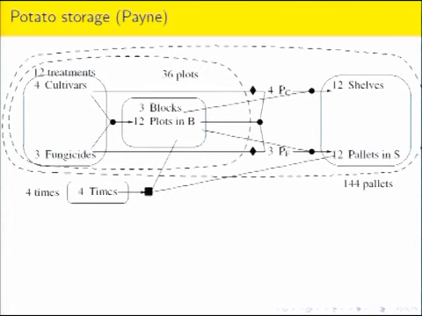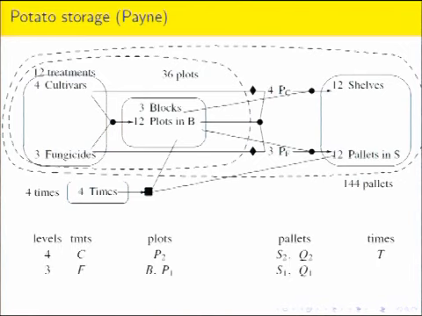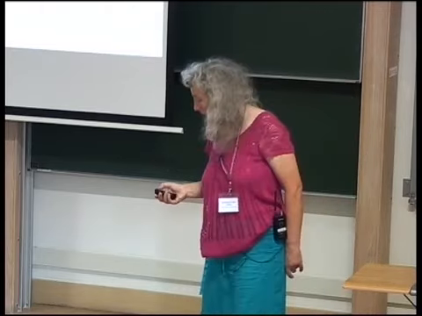This is a potato storage example from Roger Payne that appeared in a paper of Chris's and mine. The first phase, we've got 4 cultivars and 3 fungicides. We're going to have a complete block design. Later on, we're going to take this stuff and store it on pallets in shelves in such a way that all combinations of cultivars and blocks go on shelves, fungicides go on here, and now we're going to have storage times as being the extra treatment things we put on.